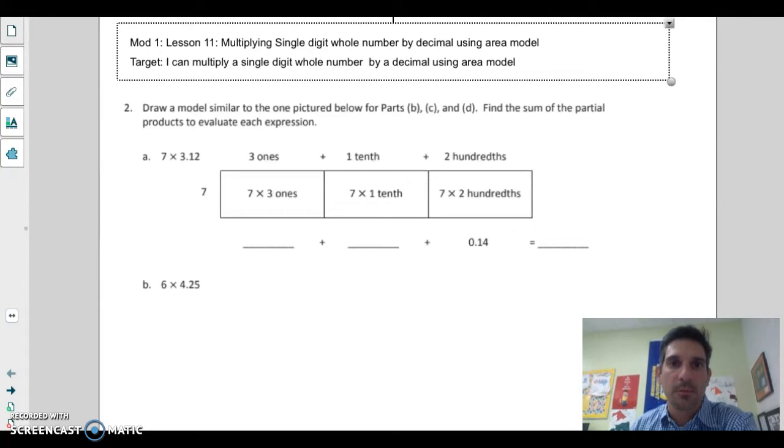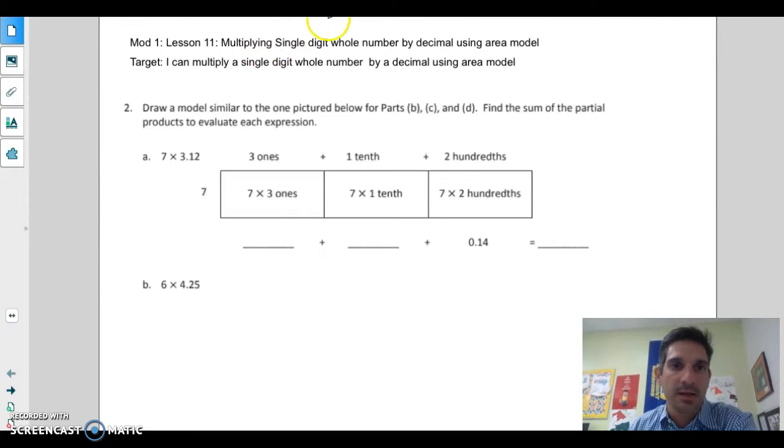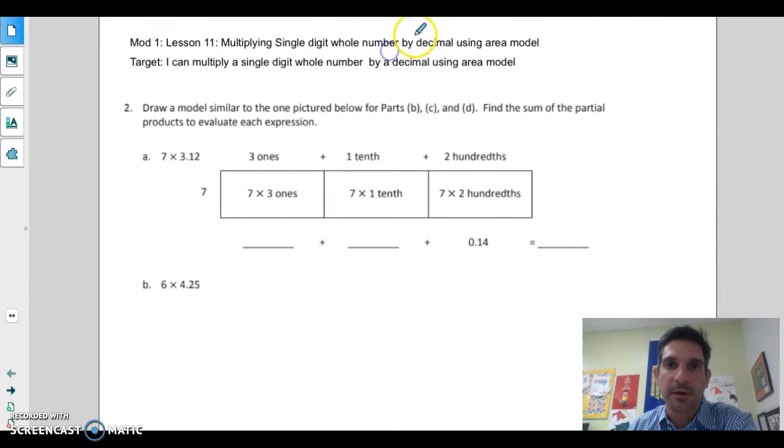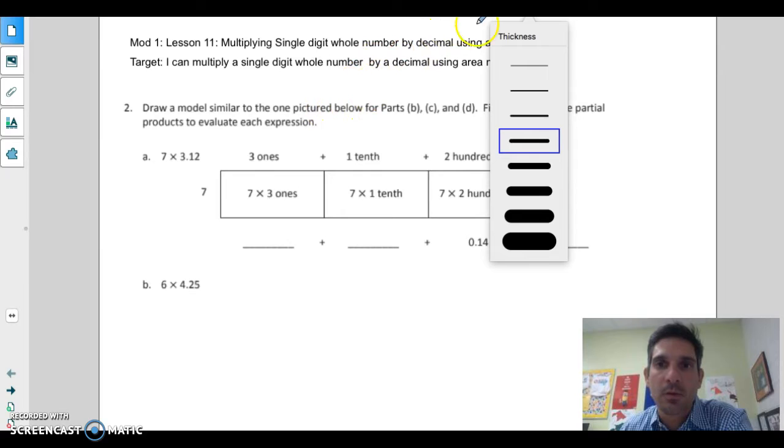Okay, guys, let's go. We are on lesson 11 today, and I like this calligraphy pen. I think it's kind of cool. All right, so I'm gonna get a little thinner.